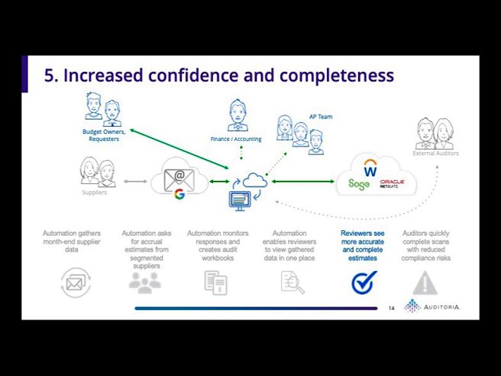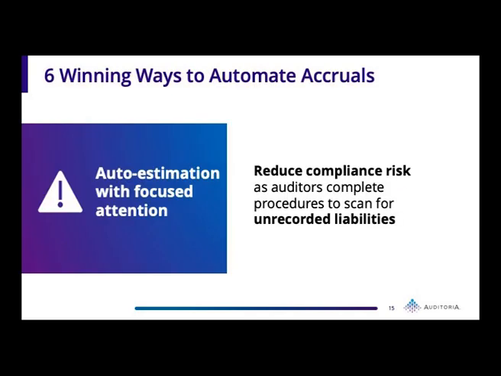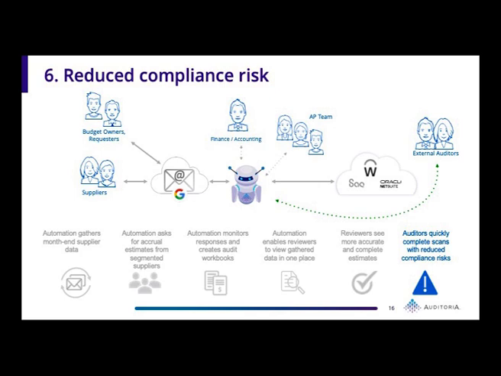So our last way is the auto estimation with focused attention. Ultimately, by using advanced technology and all the ways that we've been building up on and solving the different pain points, you're able to reduce your compliance risk. And this helps when the auditors are doing their standard scan for unrecorded liabilities by going back and forth between the previous invoices and comparing what's accrued in the month to what actually ends up getting invoiced in the month, by using a system to make sure that every single PO is covered and comparing back and forth how the estimates were to what the actual results were in the following month, and then improving from there.